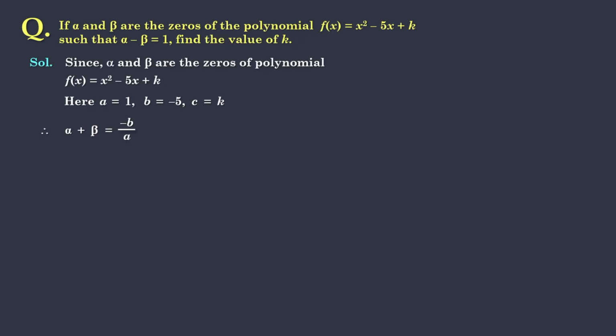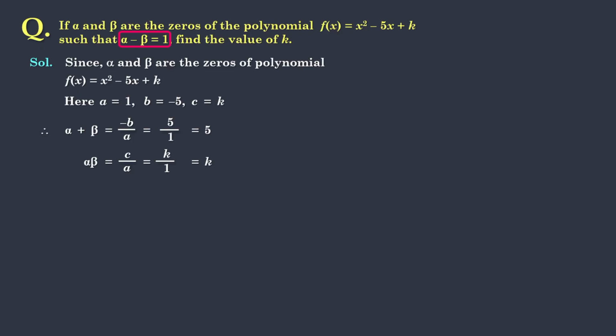First, we use the relationship between the zeros and the coefficients of a quadratic polynomial. The sum of the zeros, alpha plus beta, is equal to minus the coefficient of x divided by the coefficient of x squared. Therefore, the sum of alpha and beta becomes 5. The product of the zeros, alpha multiplied by beta, is equal to the constant term divided by the coefficient of x squared. Therefore, the product of alpha and beta becomes k.